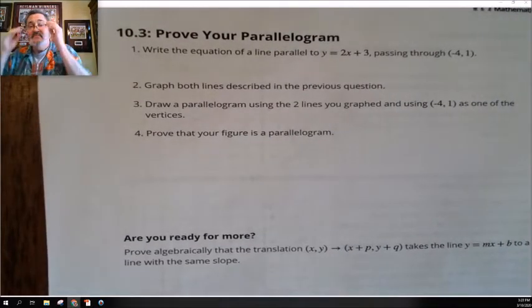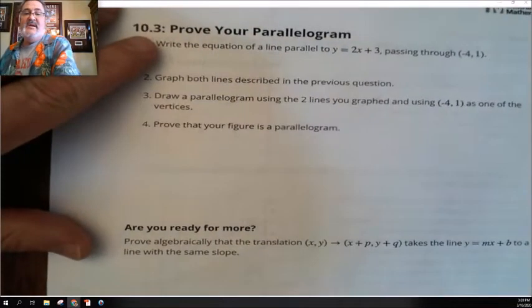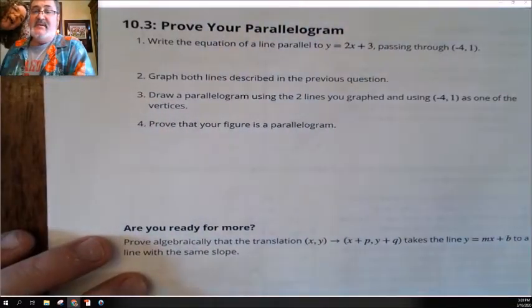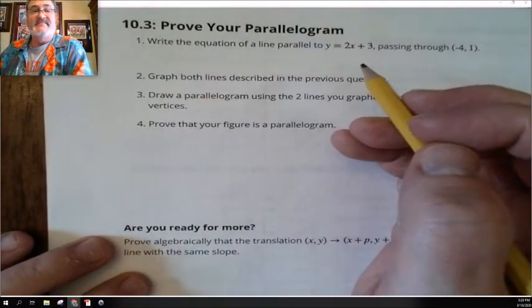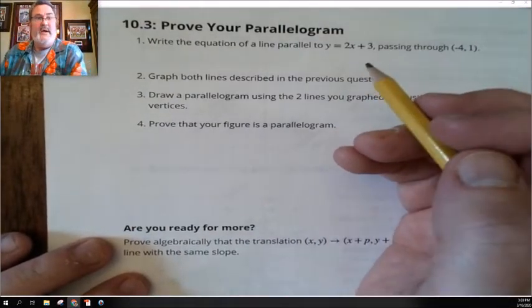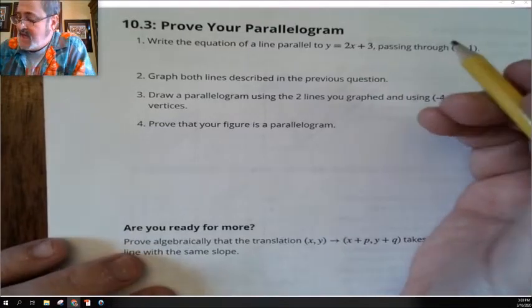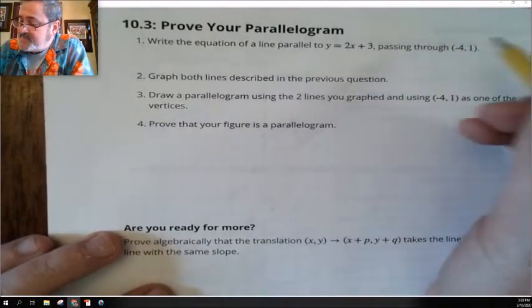Okay, prove your parallelogram. Now it gets a little tricky, right? Because now we're putting all of this together. We've got the equation of a line, and we want one that's parallel to this, passing through this point.